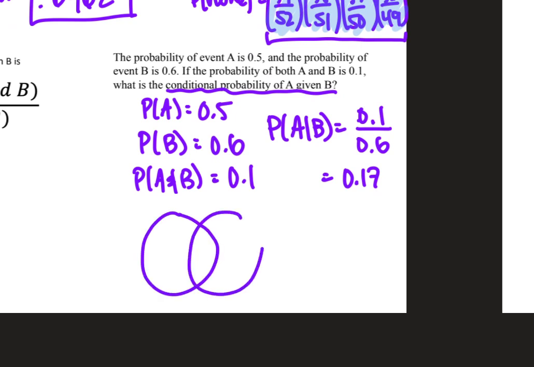So we can actually also show this in a Venn diagram if we wanted. So here we have A and here we have B. And we know the probability of A and B is going to be 0.1. So the probability of event A is 0.5, which means that this is 0.4.